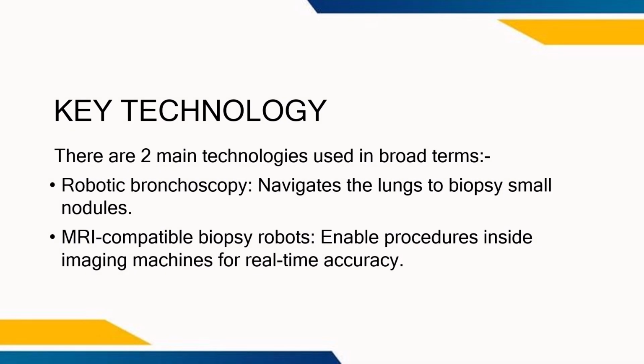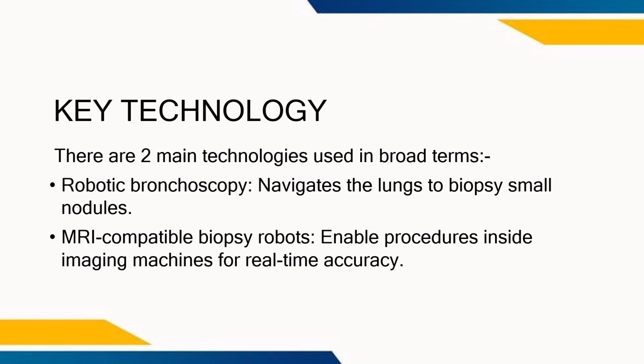Here are the key technologies that are used in robotic biopsy and diagnosis. There are two main technologies. The first one is robotic bronchoscopy, which navigates the lungs to biopsy small nodules. The next one is the MRI compatible biopsy robots, which enable procedures inside imaging machines for real-time accuracy.